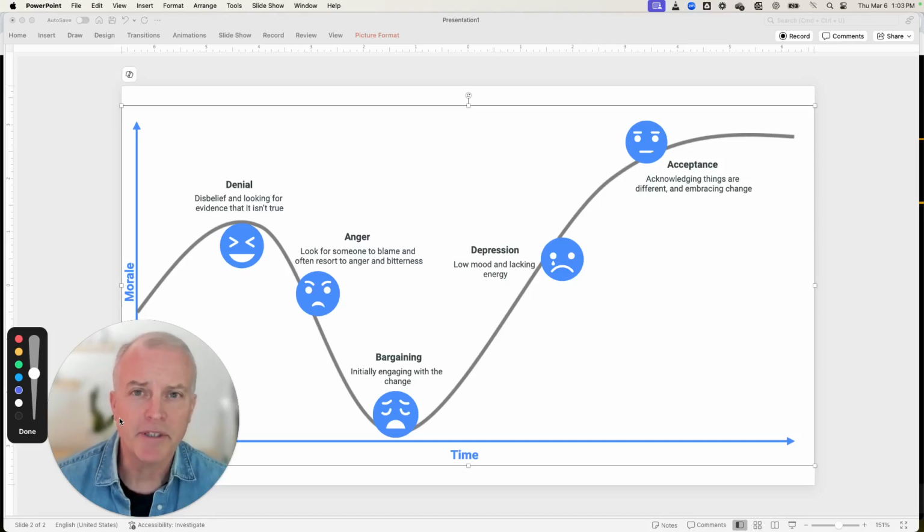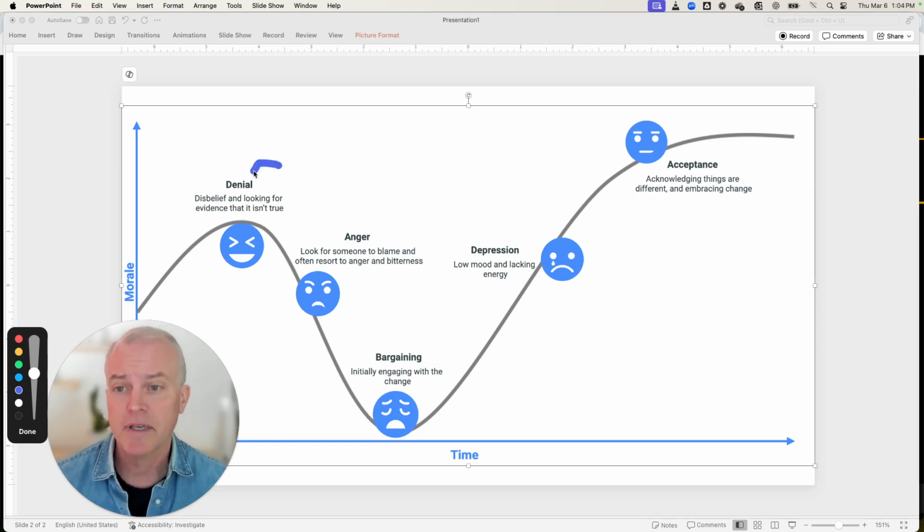Hi, I'm Soren Kaplan. The Kubler-Ross Change Curve is an important model because it demonstrates the different phases of change that a person goes through individually as well as a group of people might go through in an organization or community or even society as a big transformation or change happens.